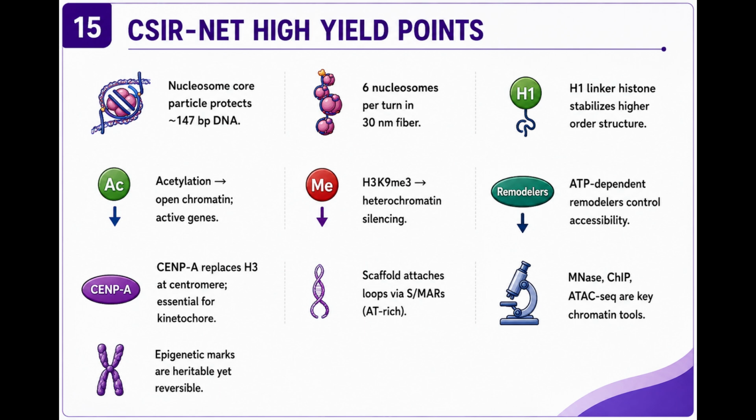The 30 nm fiber is explained by solenoid and zigzag models. CENP-A is a variant of histone H3 present at centromeres. Histone acetylation generally activates transcription, whereas heterochromatin formation represses it. SMAR regions are AT-rich DNA sequences associated with scaffold proteins. These are frequently asked concepts in competitive examinations.